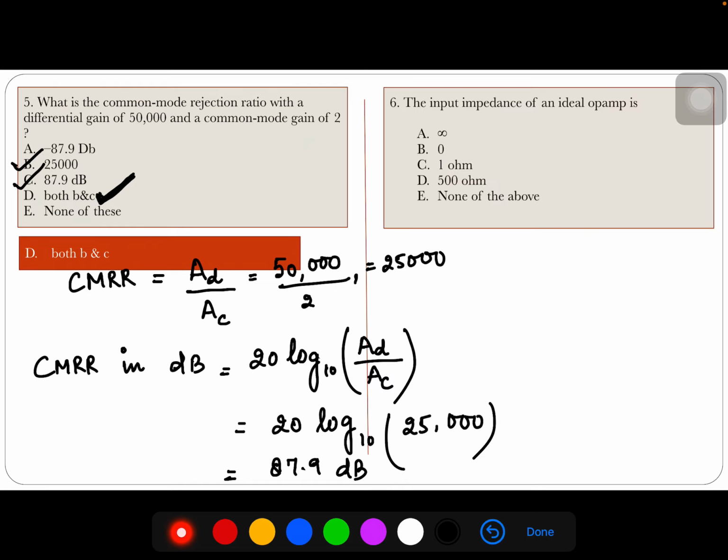Next question. The input impedance of an ideal op-amp. See, whenever we talk about the ideal case, ideal means only whether the value will be 0 or infinite. If practically the value is high, then ideally it will be infinite. If practically the value is low, then ideally it will be 0. So the input impedance of an op-amp is practically very high, and therefore ideally it is going to be infinite. Okay, so option is A, infinite.